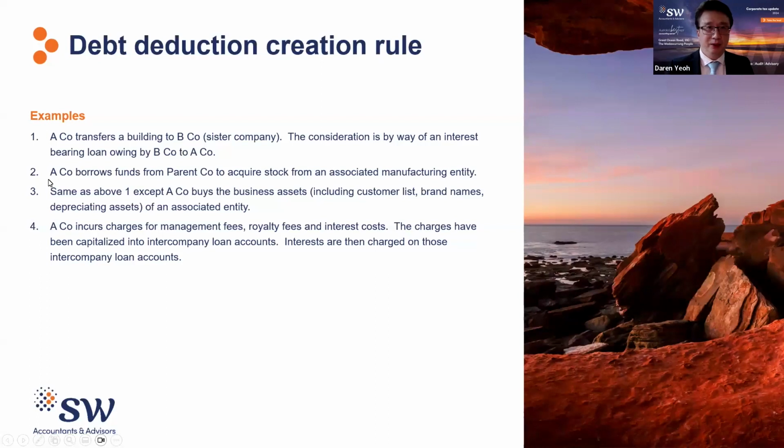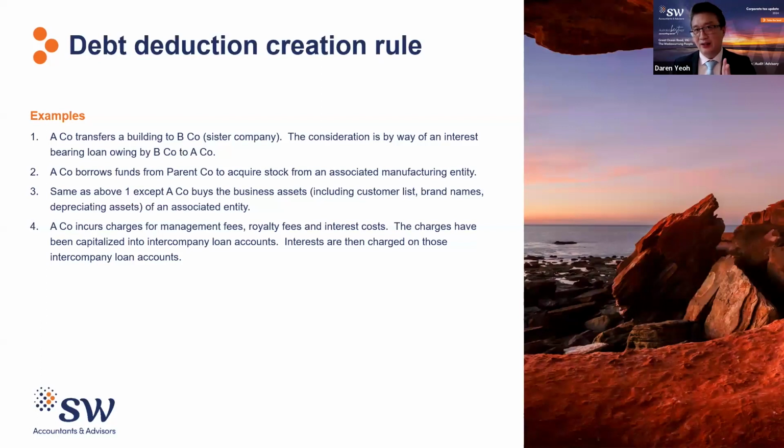In the second example, A Co borrows funds from the parent company to acquire trading stock from an associate manufacturing entity. In this case, it will be triggered as well because trading stock is a CGT asset and it is being acquired from an associate as well.